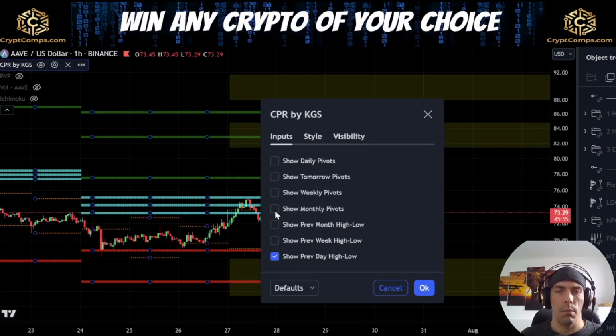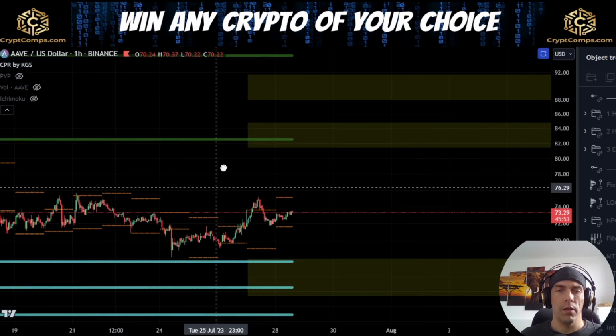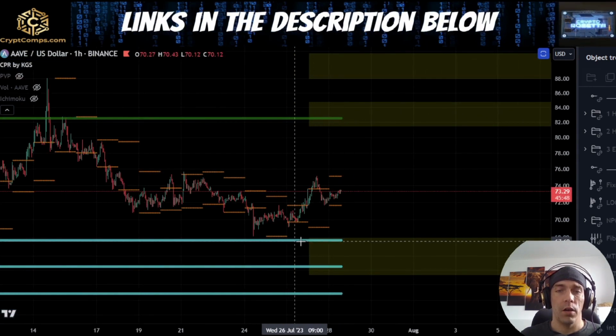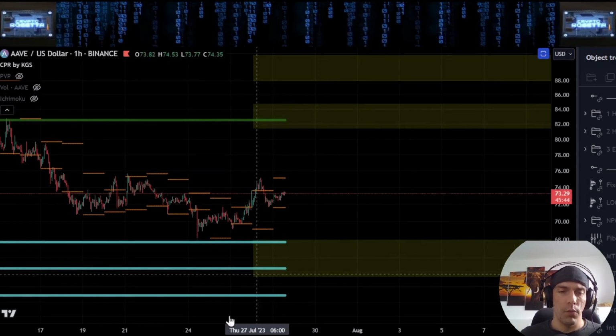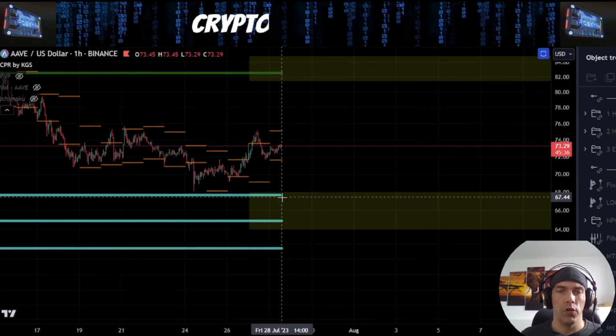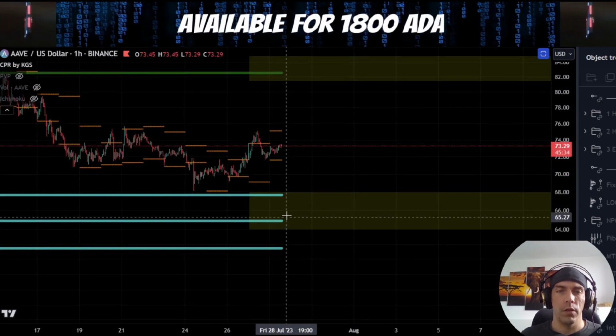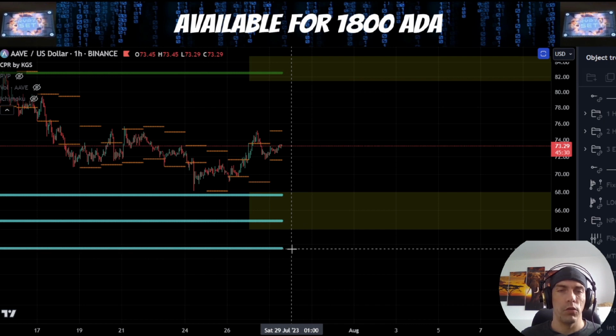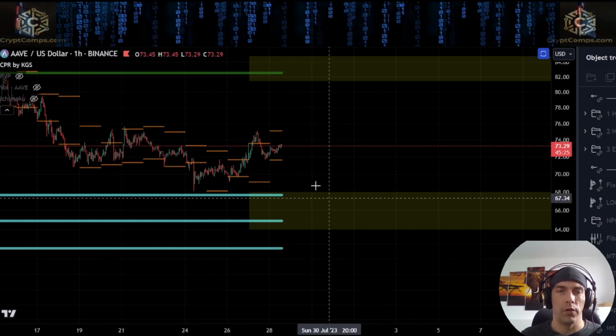Now, if we have a look at the monthly CPR lines here, what we can see is that we are currently between our R1 line and our top center pivot line. So if we do see price move back to the downside here this month, potentially we could look to find support here on these central pivot lines, which are sitting between the 67.65, we have the 64.87, we have the 62.02 as possible support lines to the downside.